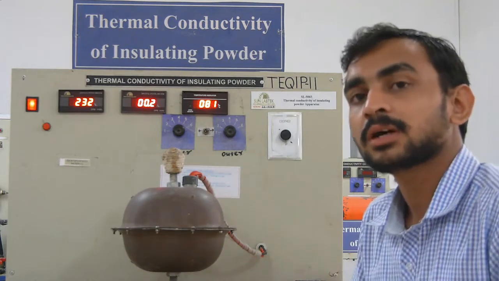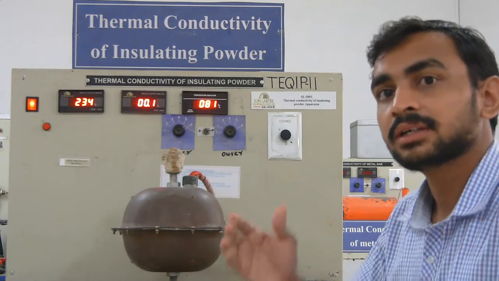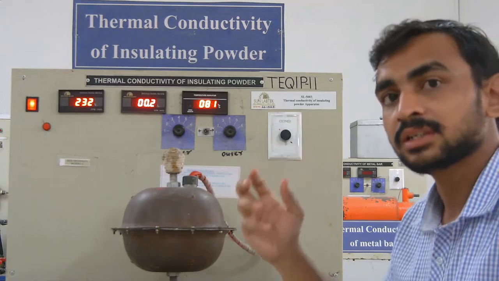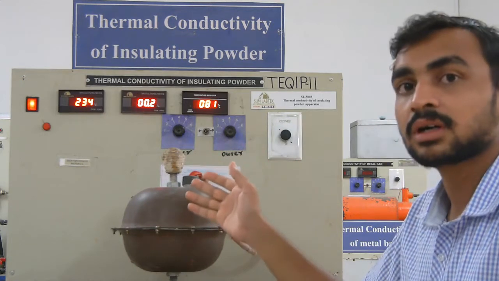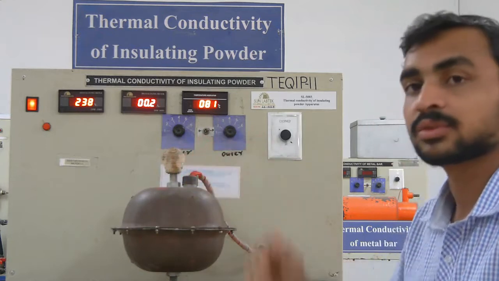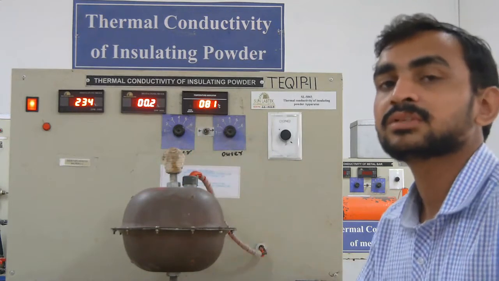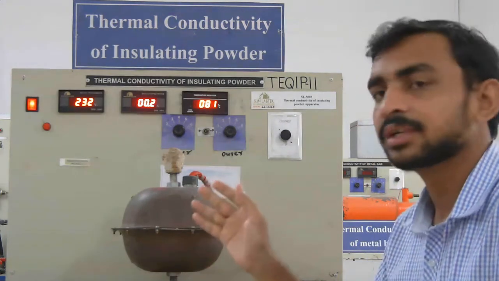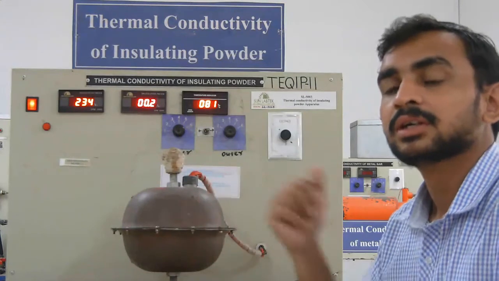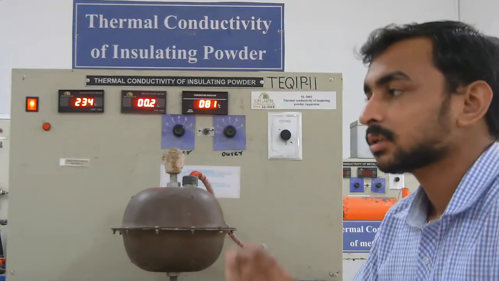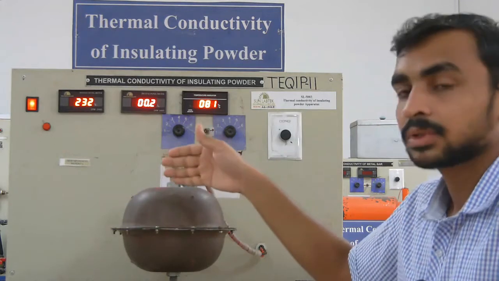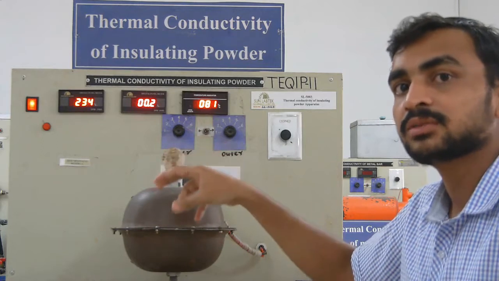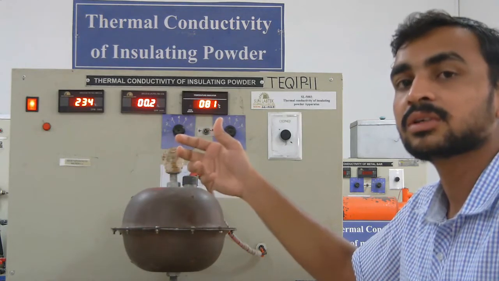Six thermocouples are placed in the inner sphere and six thermocouples are placed in the outer sphere. The space between the inner and outer surface is filled with the insulating powder, for which we have to calculate the thermal conductivity. In the present case it is chalk powder.